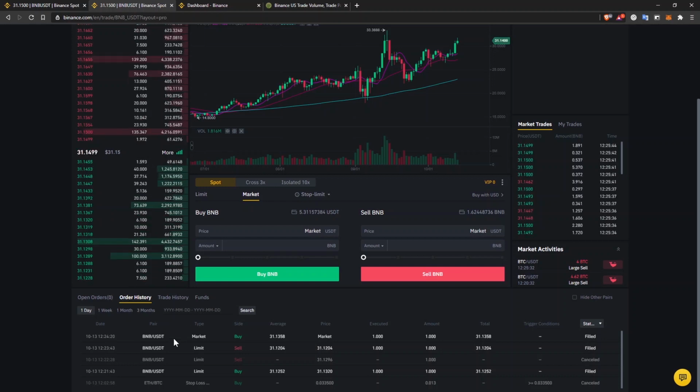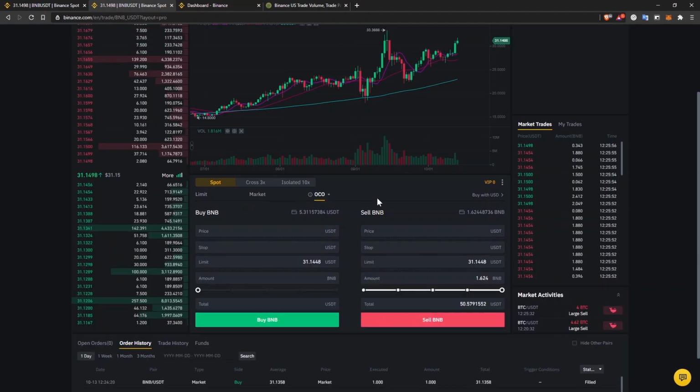I bought this BNB for speculation reasons, and I want to profit from it. I want to do a trade, and I bought at 31.13, and I want to make a profit. Then I'll go here to OCO trade. One cancels the other, and to make a profit I need to sell it at a higher price than I bought it at.